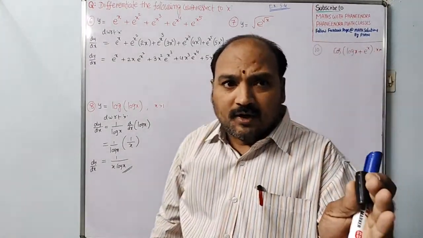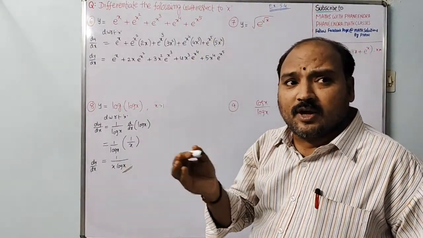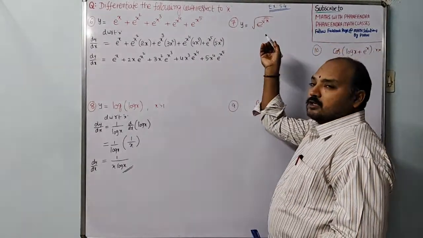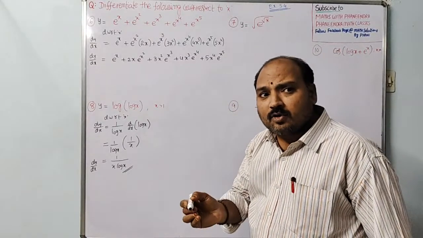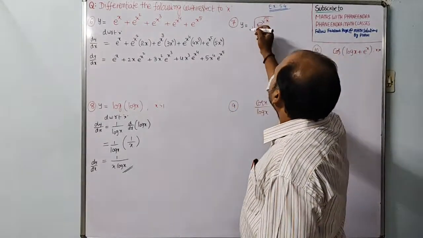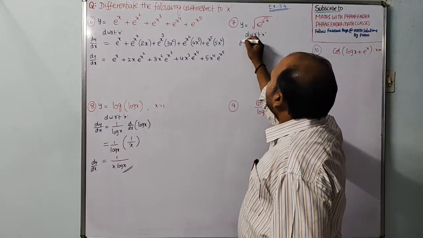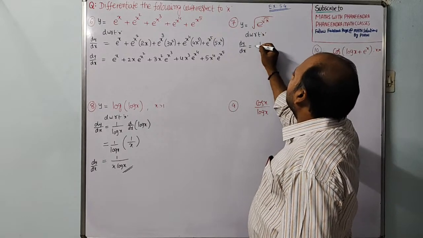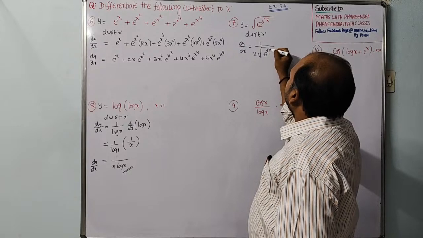If you want, you can remove the square root by squaring on both sides and then differentiate. Otherwise, directly also we can differentiate. It is in the form of root f of x only, no? What is d by dx of root f of x? 1 by 2 root f of x. So differentiate with respect to x. Y derivative is dy by dx. It is in the form of root x, so 1 by 2 root e power root x.